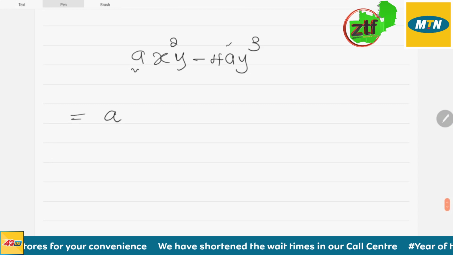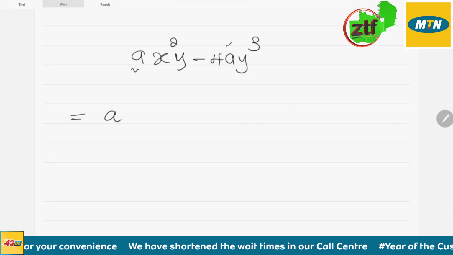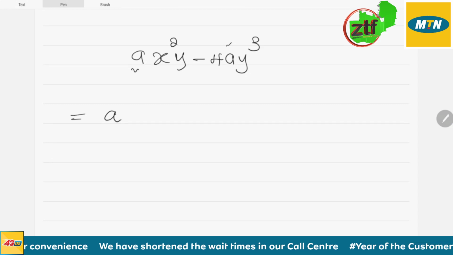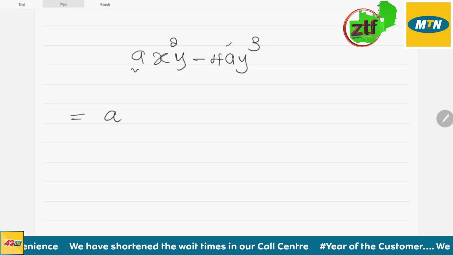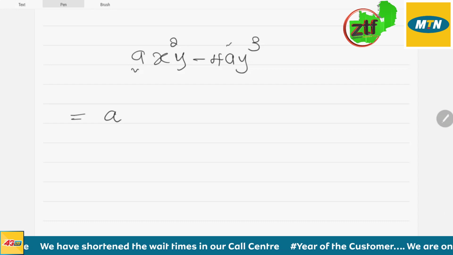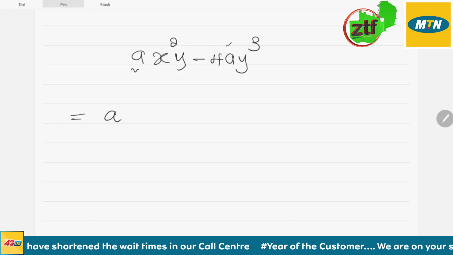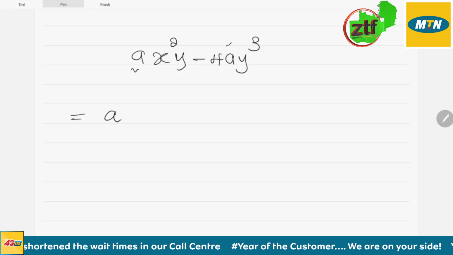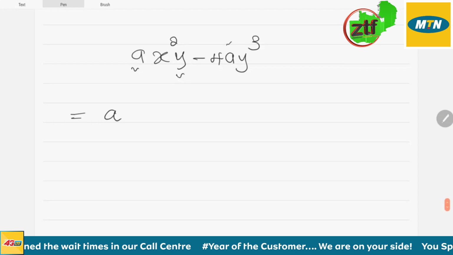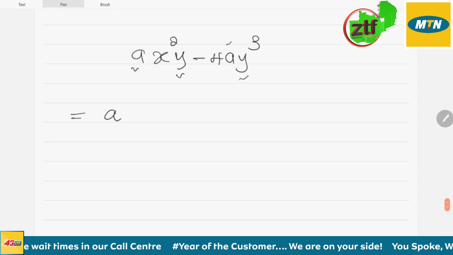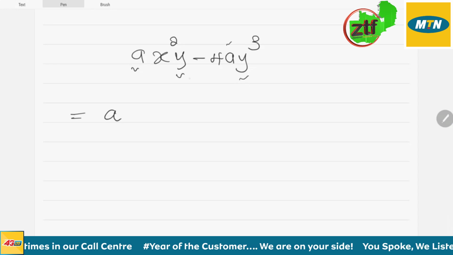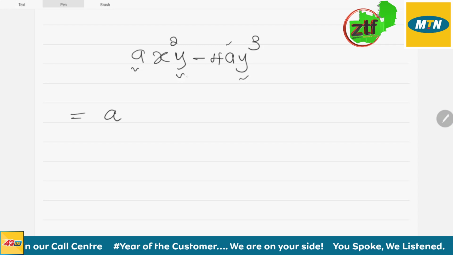Then when we look at the next variable, which is x, the first term has a variable x, but in the second term, we do not have the variable x. So x is not common in this case. Then when you look at y, we have y on the first term, and we also have y on the second term. Now, when you look at the degree of y, which is the power of y, it is 1.